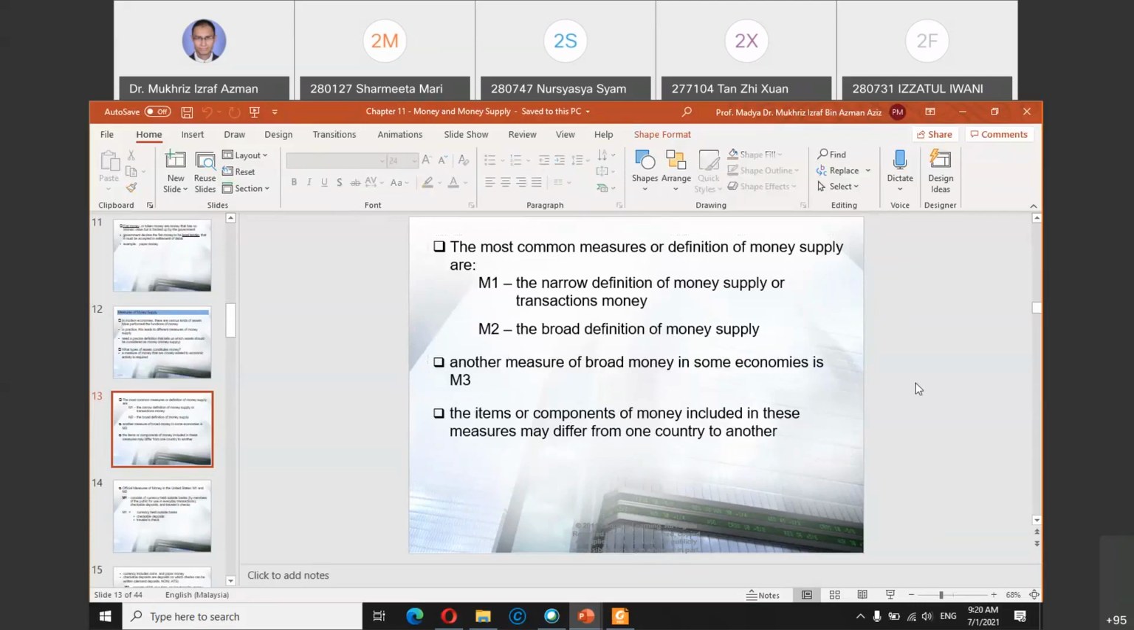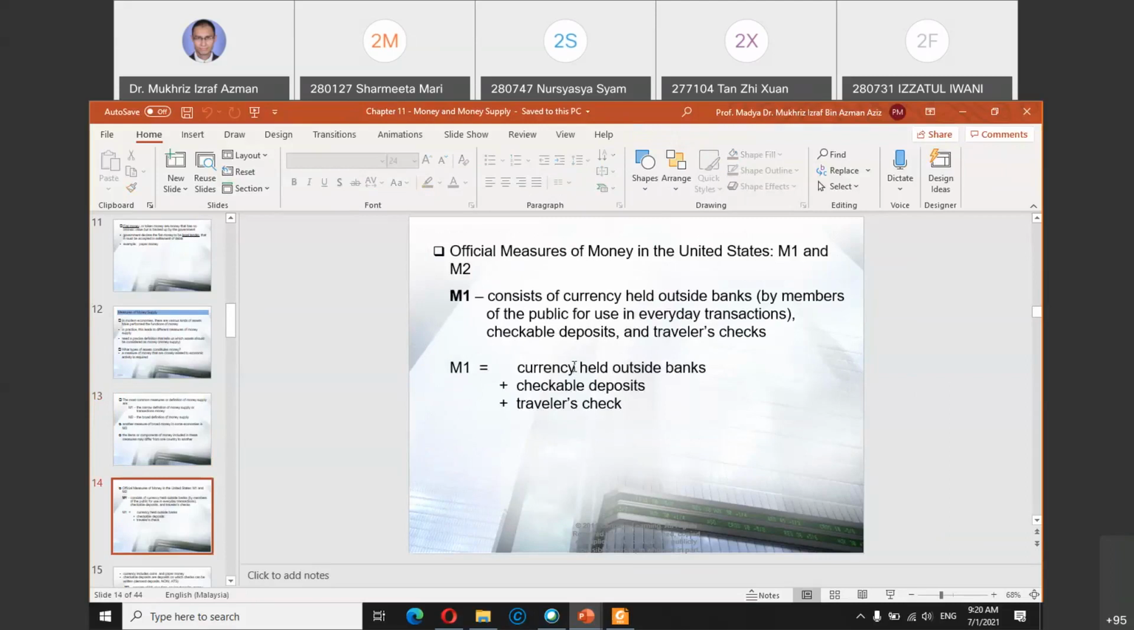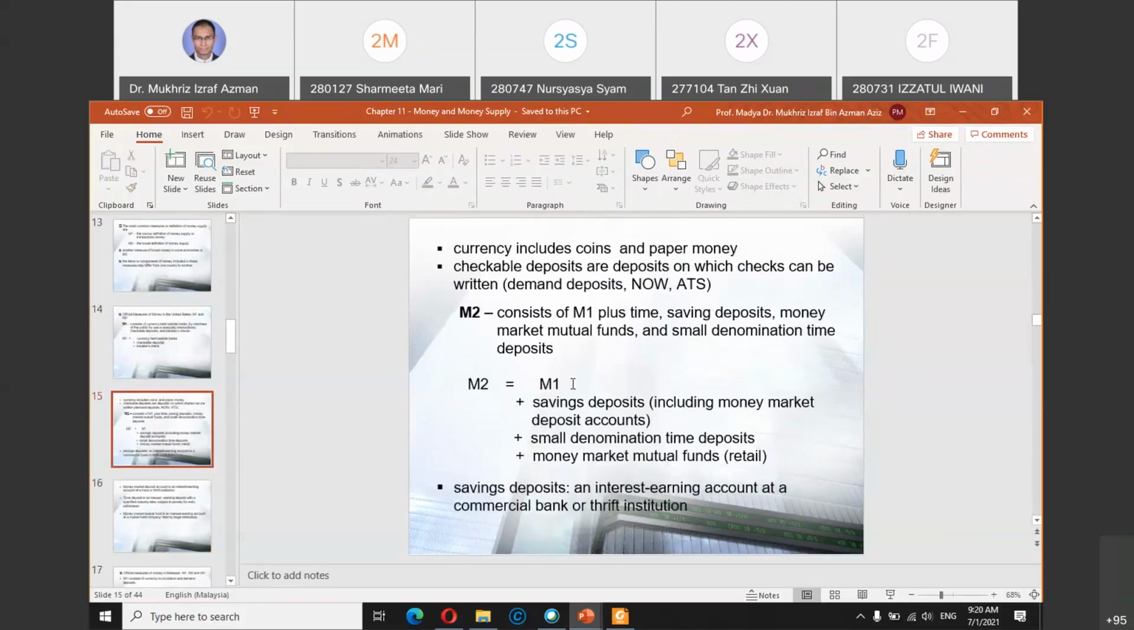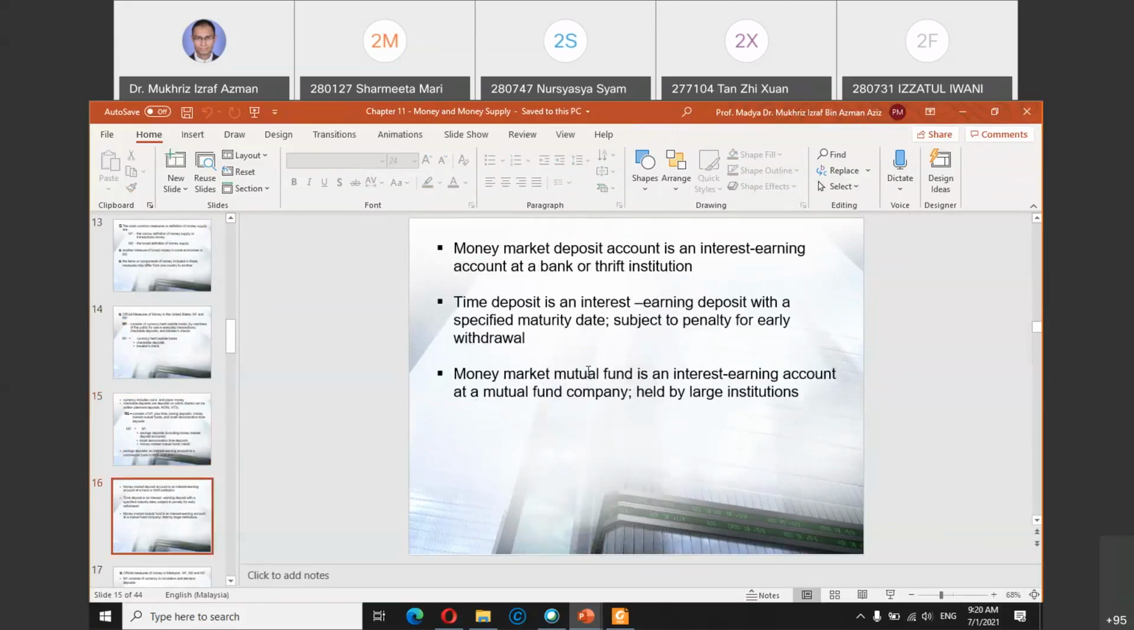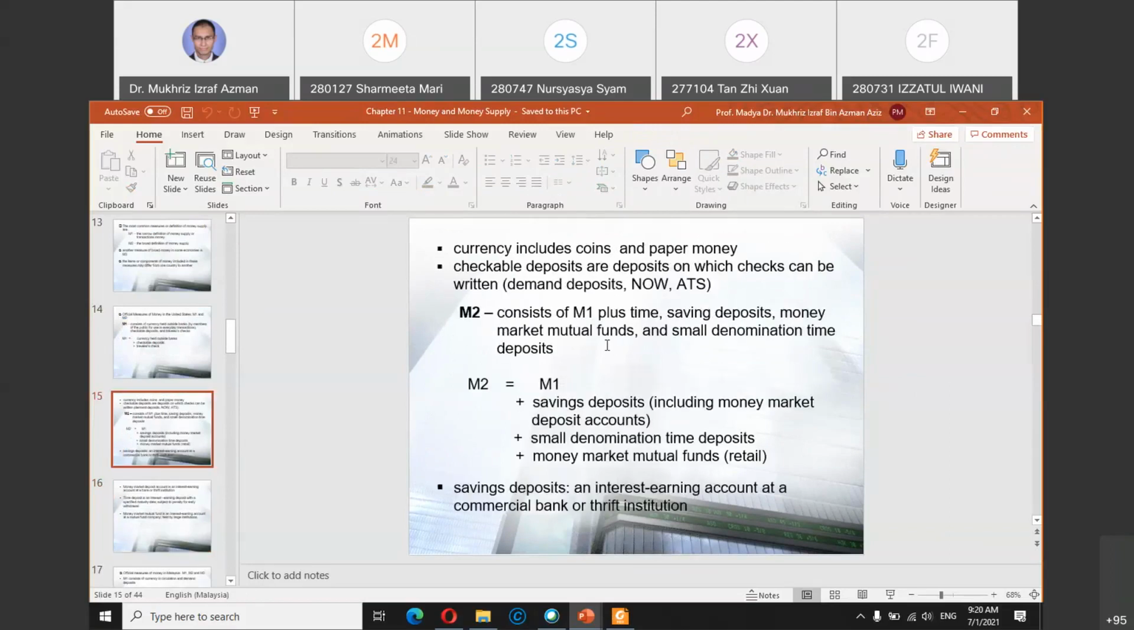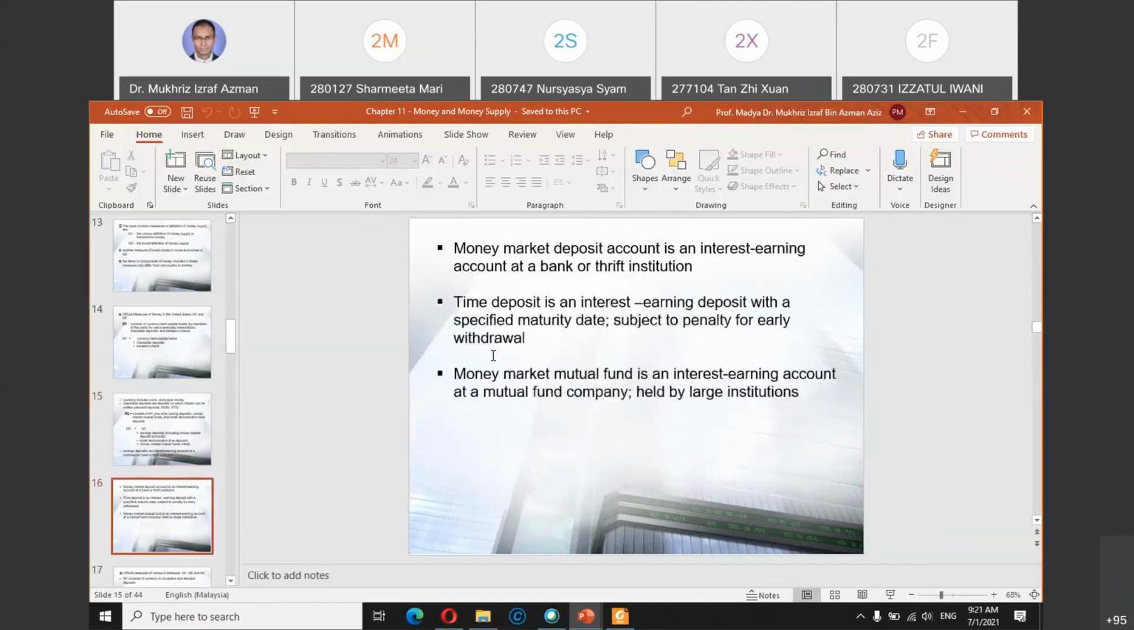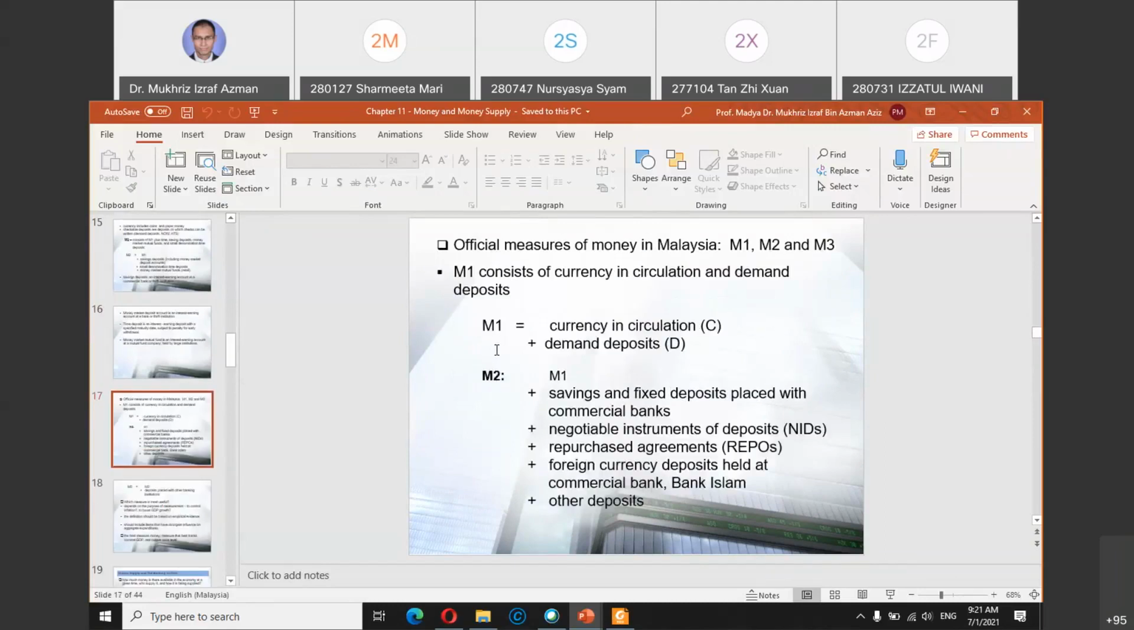So M1 is currency. This is similar to what you saw in the other slides just now, so we just go through this very quickly. You can go through the slide, just make sure you get the idea of what M1 is and what the components of M2 are, so that when you see questions from past years that ask for the definition of M1 and M2, you can refer to the notes directly.